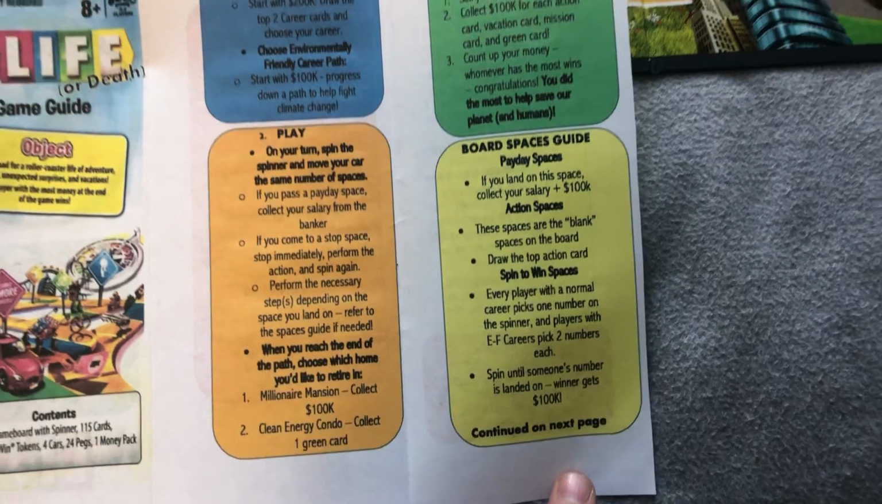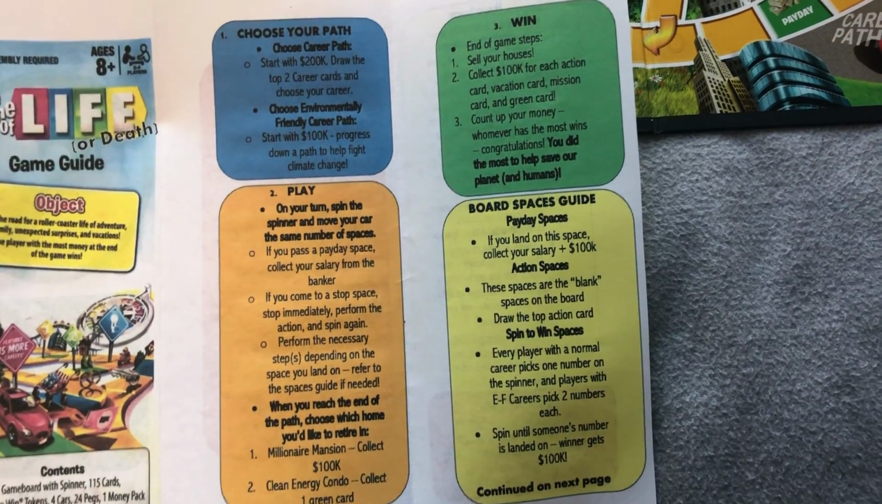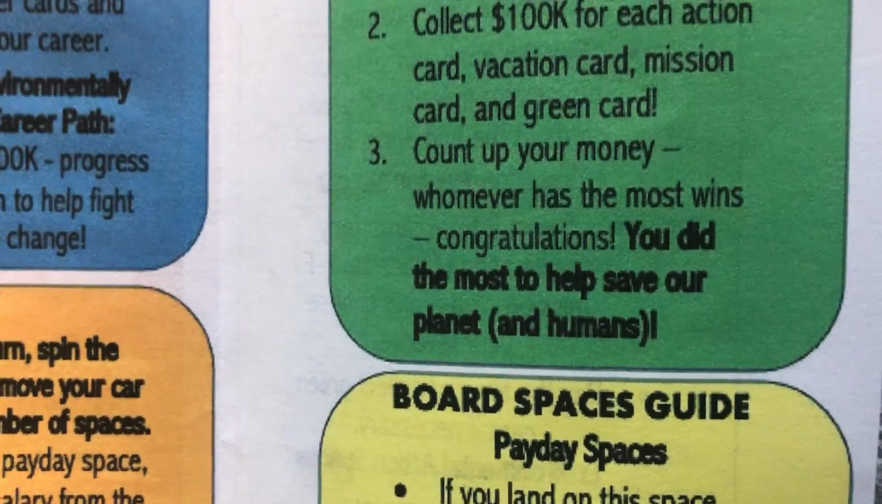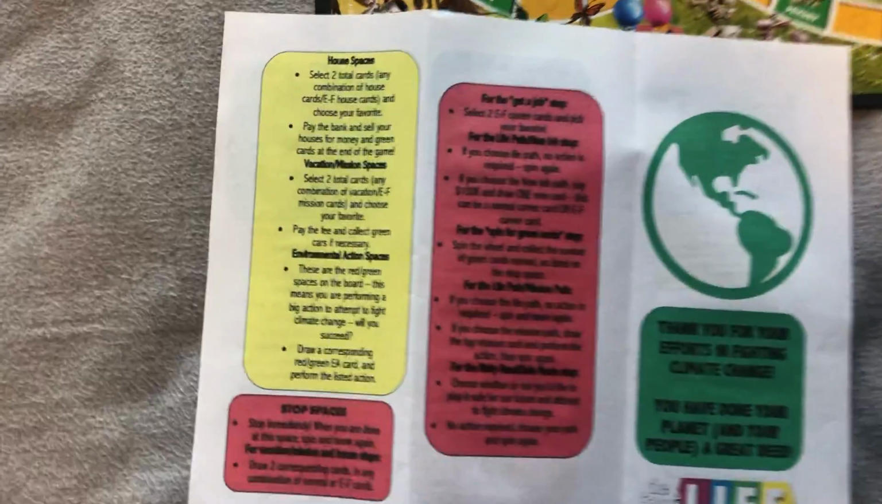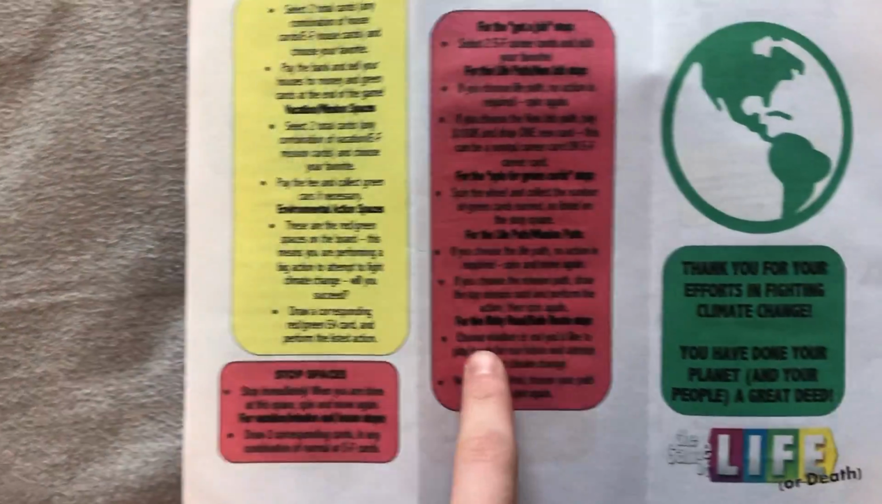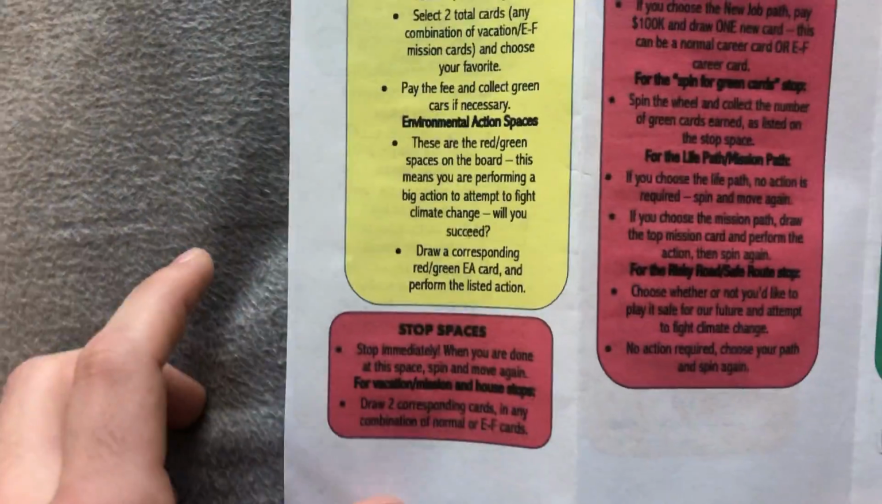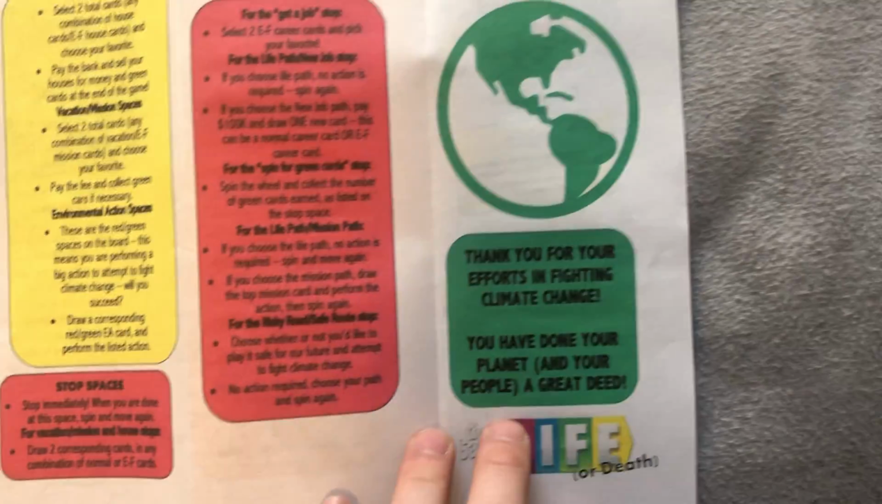And so we have how to play, how to win, end of it. Count up your money, whoever has the most wins. Congratulations, you did the most to help save our planet and humans. Then explaining the spaces, some more explaining spaces, explaining the stop spaces. Once again, of course, it's not symmetrical. That kind of drives me crazy.